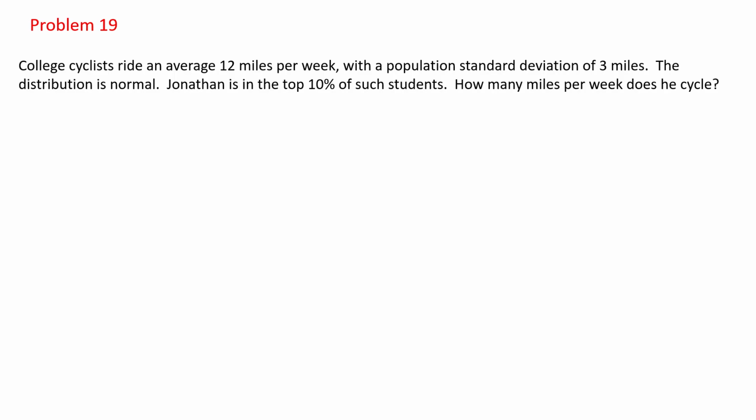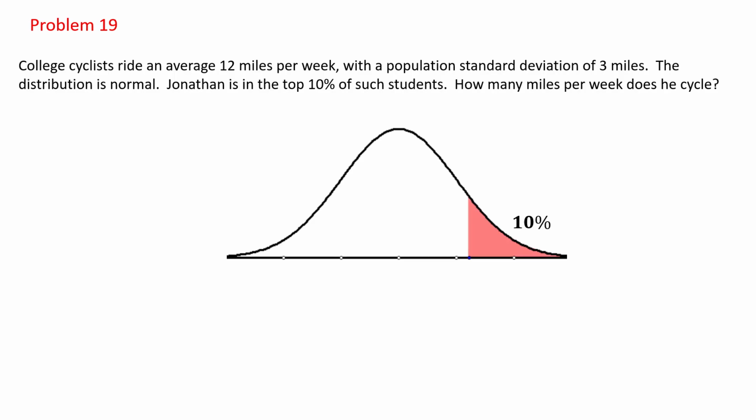Here's problem 19. They're asking us about the top 10% of student cyclists in terms of their miles. Whenever a problem is asking about the top 10 or the bottom 15 or the middle 50 or any such thing, you can pretty much be sure you're going to use inverse norm. Here's a distribution showing the top 10%. Remember, inverse norm is, on your calculator anyways, based on the bottom portion. So if you want to know about the top 10%, you have to consider that it's asking about everyone who's not in the bottom 90%.